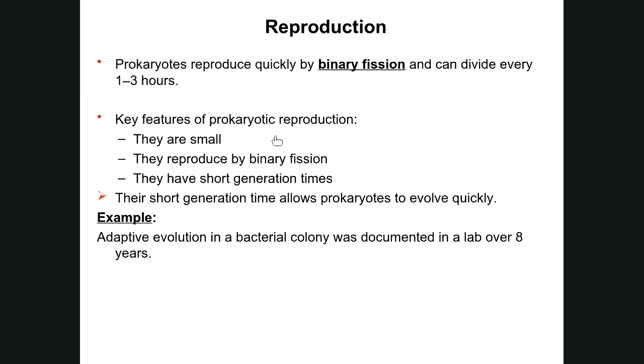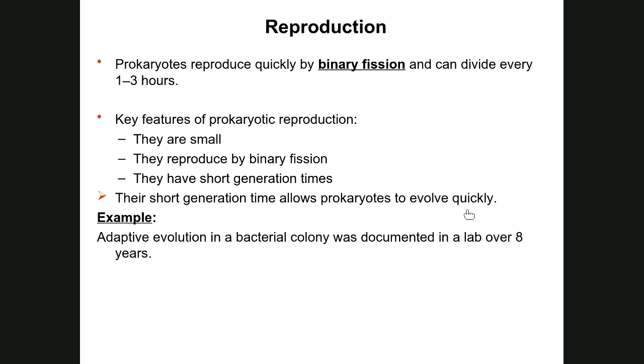So, some key features of prokaryotic reproduction. One, prokaryotes are small. They reproduce by binary fission. And when you put those two together, they're able to reproduce over short periods of time, which we refer to as short generation times. One generation can divide, producing the next generation. That next generation can rapidly divide through binary fission, producing the very next generation. So it's been found prokaryotes can evolve very quickly.